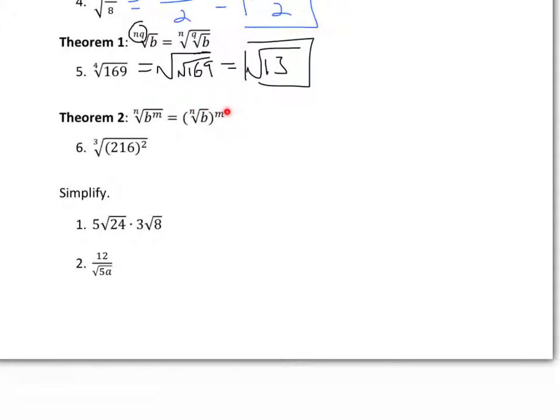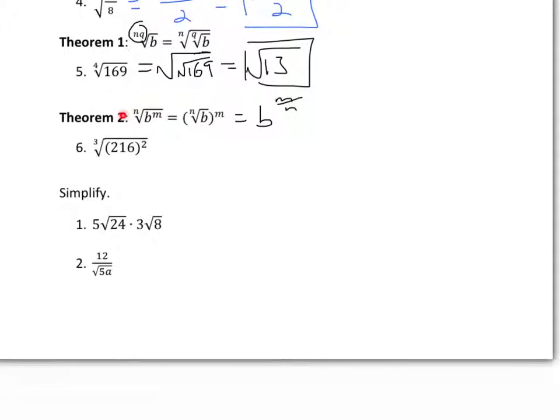Okay, and this is probably a good time for me to mention, if you're typing this stuff in your calculator and you have something like this, the way you type this in your calculator is b to the m over n power. So this exponent on the inside is the numerator of your fraction. The exponent on the index is the denominator.